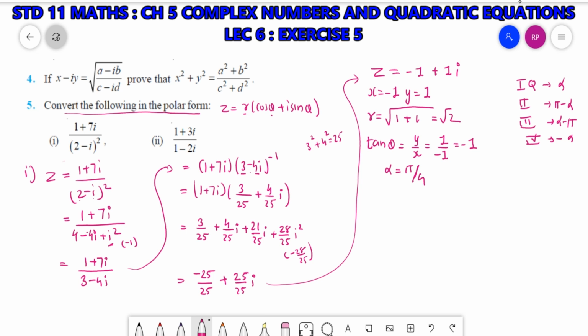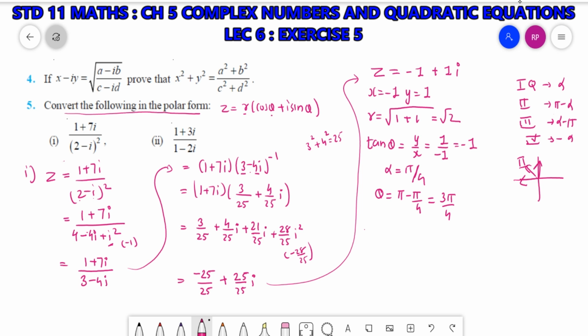Okay, so here see, x is negative, y is positive. X negative on this side, y positive on this side. So this is in the second quadrant. In the second quadrant it's pi minus alpha. So theta is equal to pi minus pi by 4. This will be equal to 3 pi by 4.